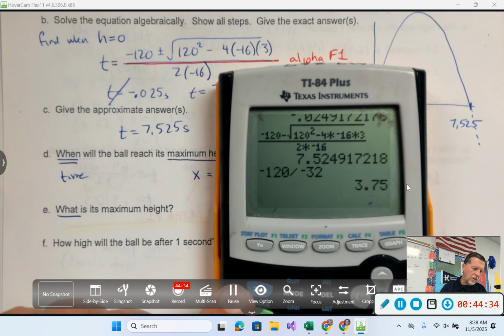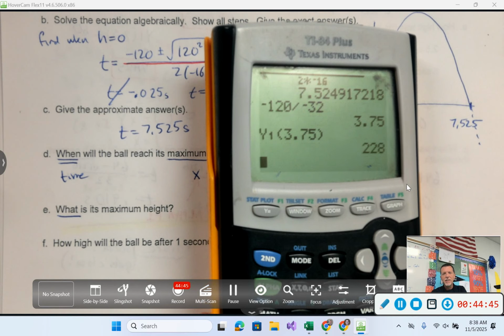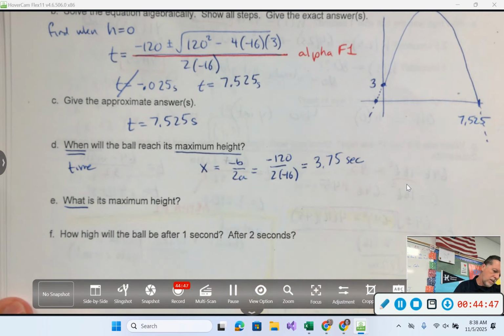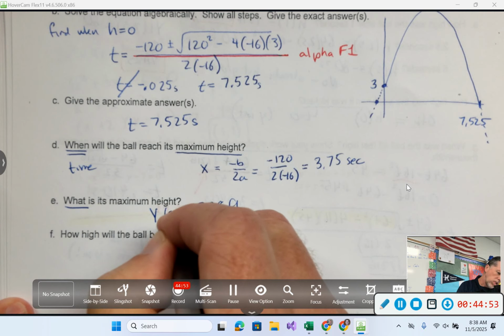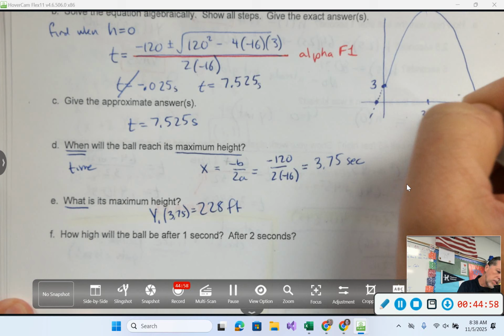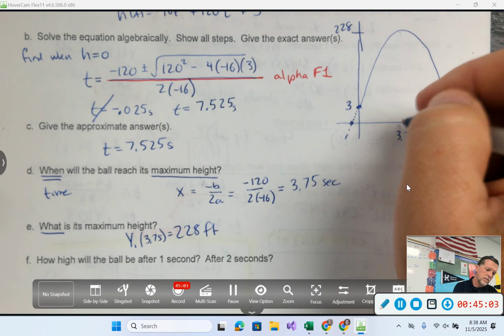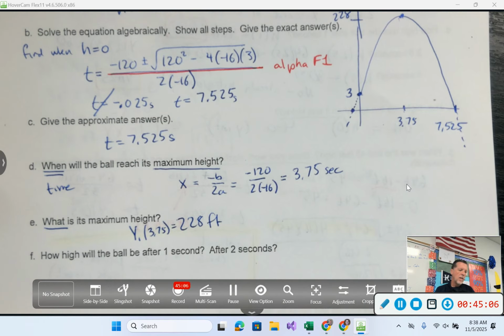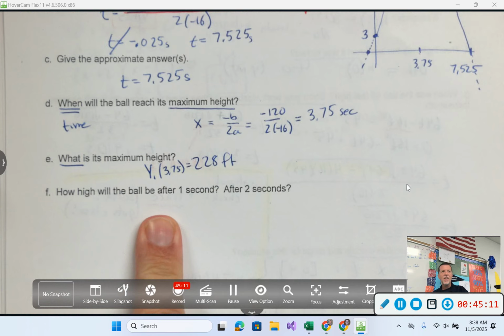So I can either plug it in or I can do my magic VARS trick here. Y1 at 3.75. That basically tells the calculator to plug it in. 228. Then F, this is easy. I think I'm cooking in class.